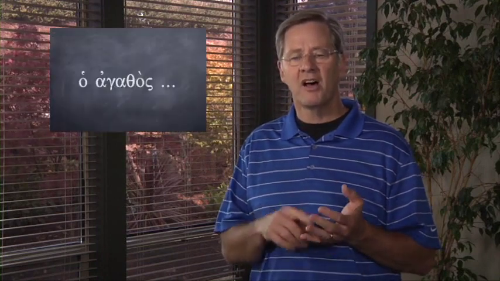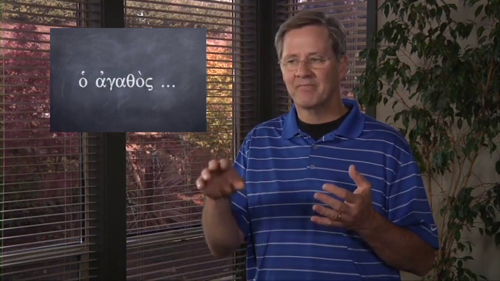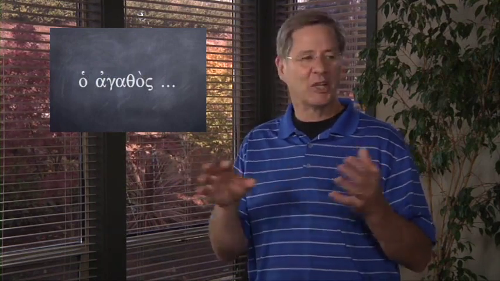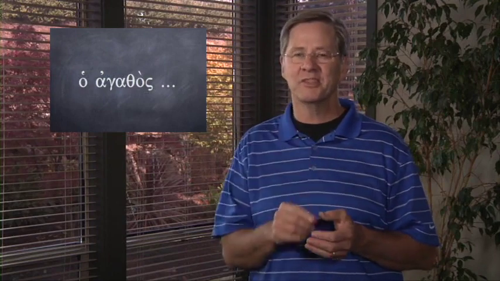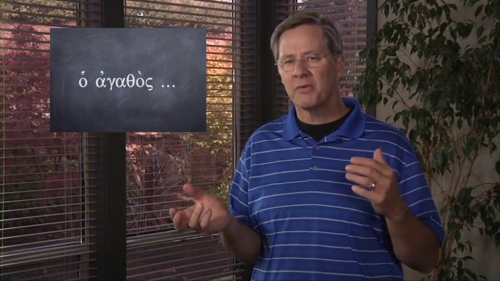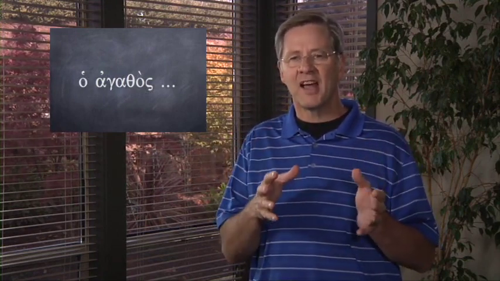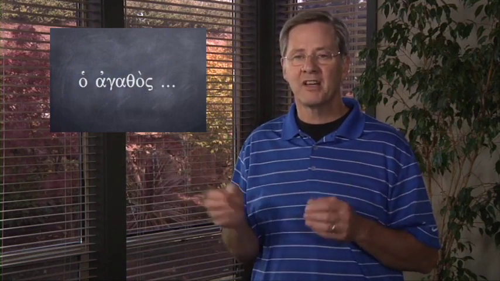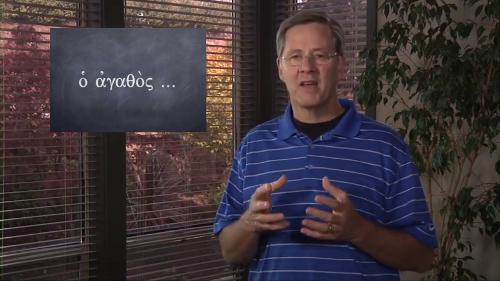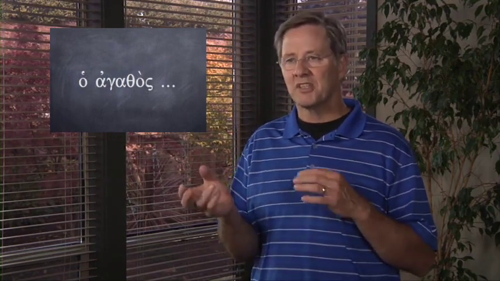We're still under the general category of articular constructions. Let's say you came along and you saw ho agathos. You translated the good. You go, wait a minute, where's the noun? You're looking all over for this noun. Where's the noun? Well, that's your clue. The clue is that if you have an articular adjective, and the adjective doesn't always have to be articular, but it often is, if you find an articular adjective with no noun to modify, your best bet is that the adjective is functioning as a noun. It's functioning as a substantive.